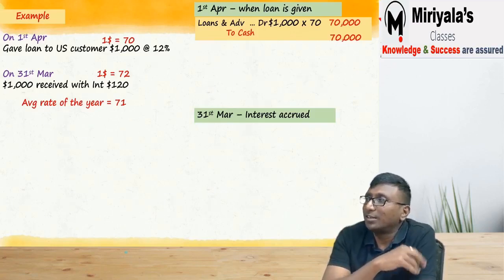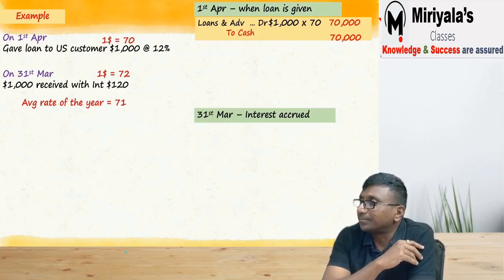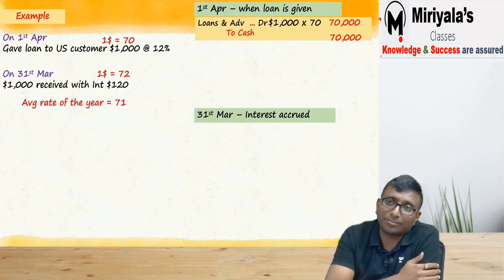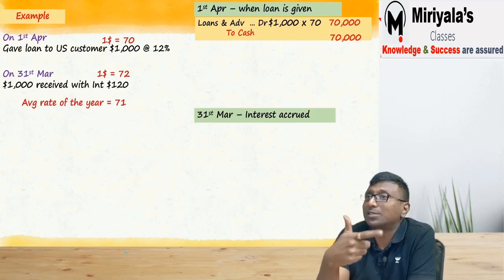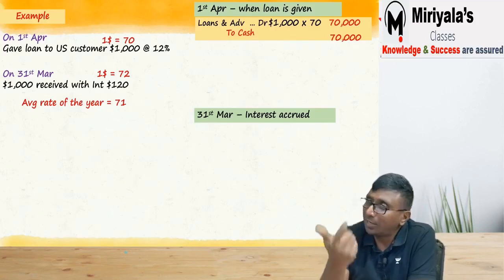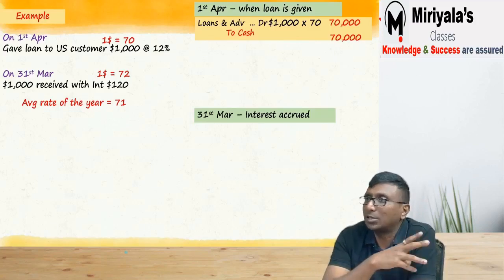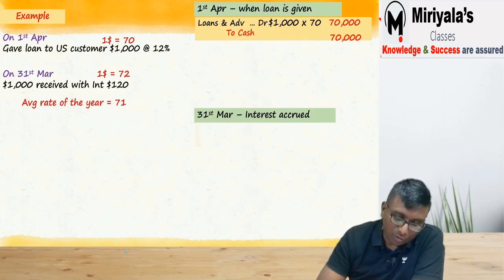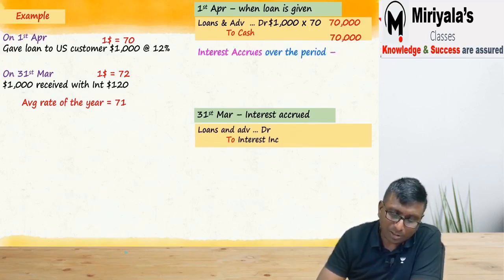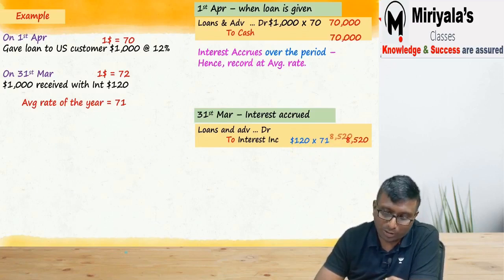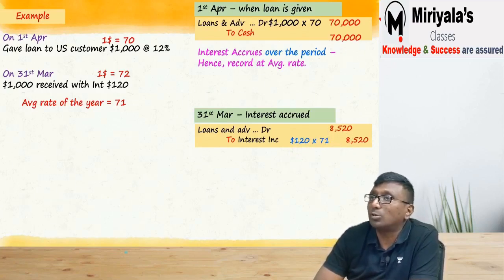So tell me, which rate is suitable? Correctly speaking, the average is the right one. Receivable is on one day, but accrual happens on a daily basis. If you delay one day, you have to pay one day's interest. That is how it is. So exactly, my dear. Interest receivable debit to interest income, whichever, it doesn't matter. Interest accrues over the period. That's why you have to record at the average rate. $120 into 71 you are supposed to take. I hope you understood.